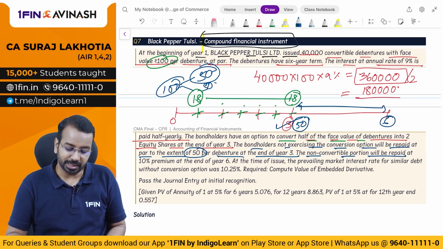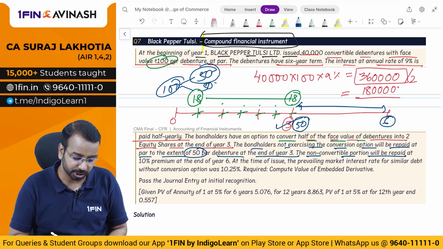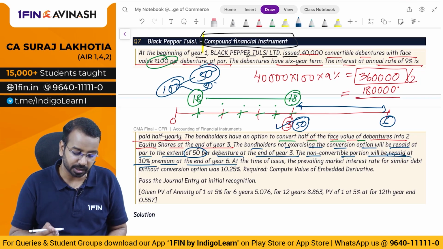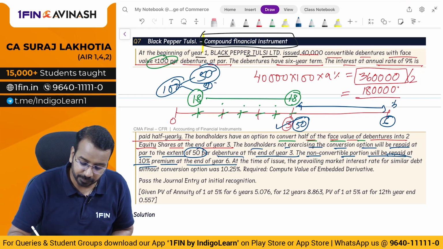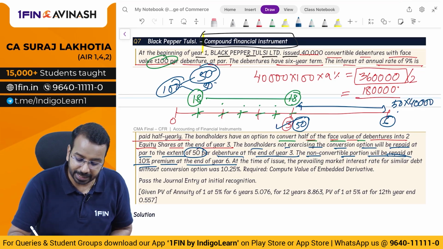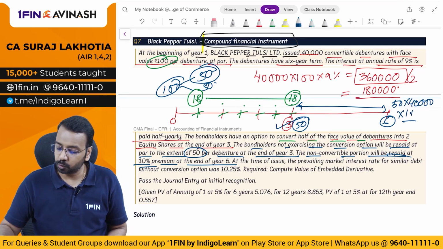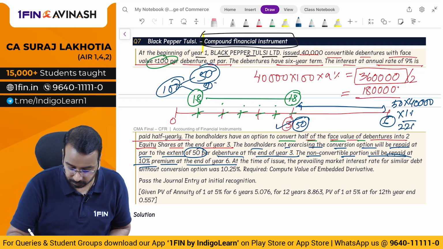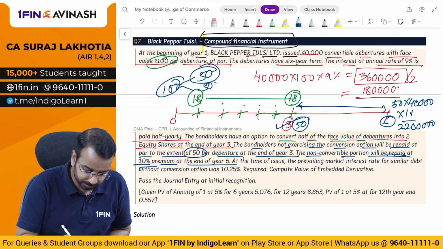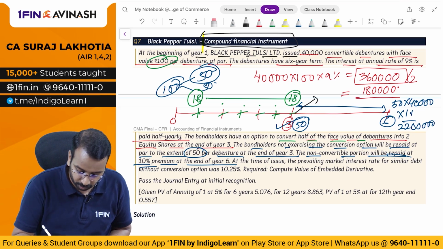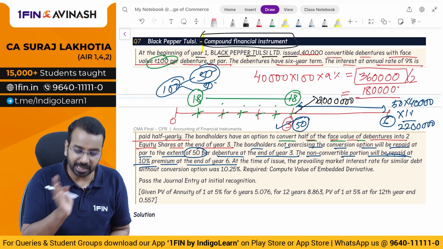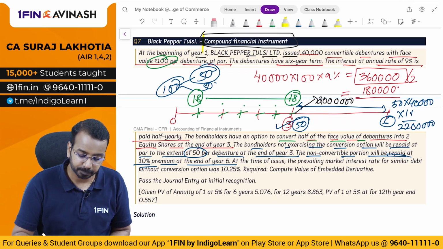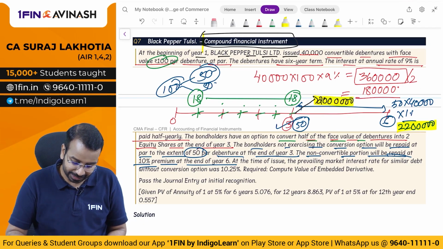The non-convertible portion, see they are saying, so there is one convertible portion, there is one non-convertible portion, which will be repaid at 10% premium at the end of year 6. So what is the non-convertible portion? 50 into 40,000 into 1.1, 10% premium is what we are paying. So 40,000 into 50 into 1.1, you get 22 lakhs. How much will be paid here? End of year 3, either you pay or convert, you will get 20 lakhs. 20 lakhs will be repaid or converted. Okay. Clear? Fine.